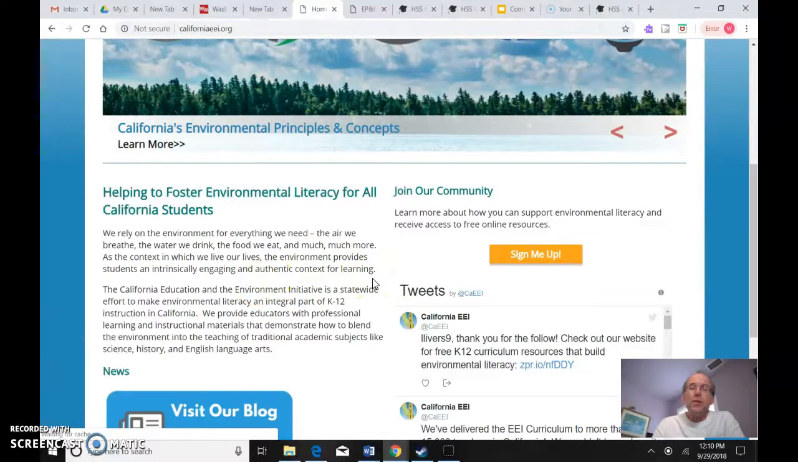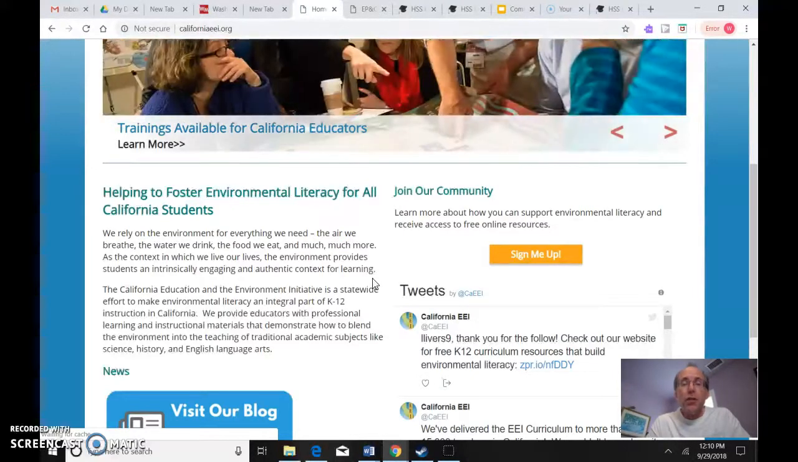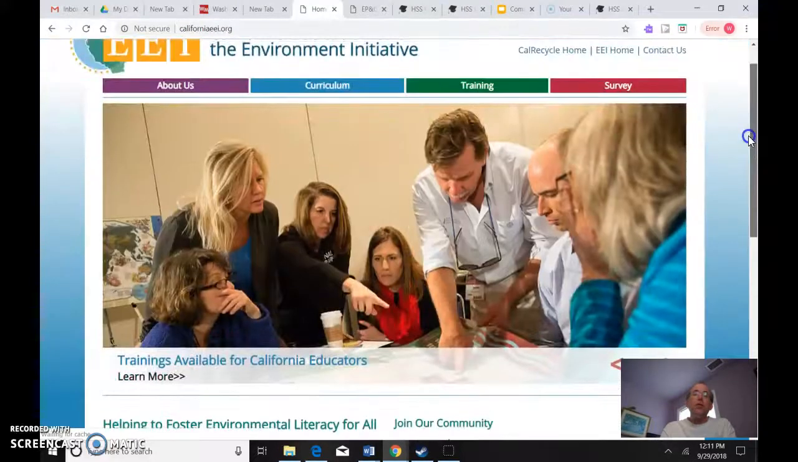What they're saying is that it's not only important for students to learn about environmental concepts, but that because the environment affects us personally, it provides an easy way to engage students in the study of geography, in the study of history, in the study of other things. So that was part of the reasoning behind the creation of this initiative.